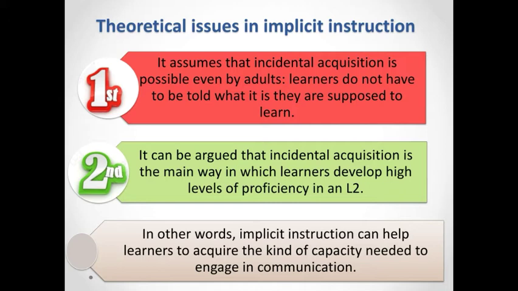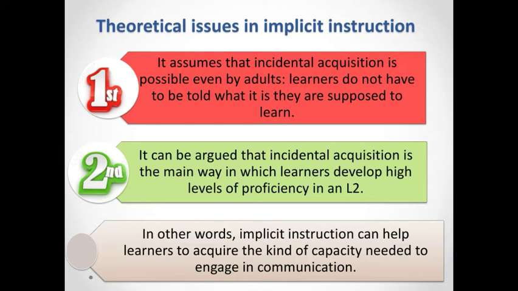The rationale for implicit instruction draws on a number of theoretical constructs that we have considered in previous chapters. The first, it assumes that incidental acquisition is possible even by adults. Learners don't have to be taught what it is they are supposed to learn, but the instruction is designed so as to attract attention to the target form.